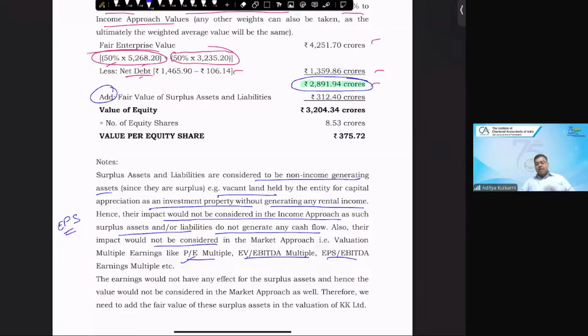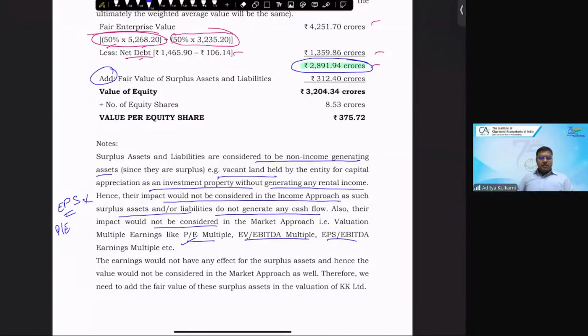And when I multiply it with the PE multiple of a comparative entity, the comparative entity's PE multiple will not have this particular impact. It is just price divided by earnings. Did you understand? Yes? Everyone, are you able to follow? Yes, sir. So this is not there in our market based approach. So in both the approaches, these fair values of surplus assets and liabilities are not there.